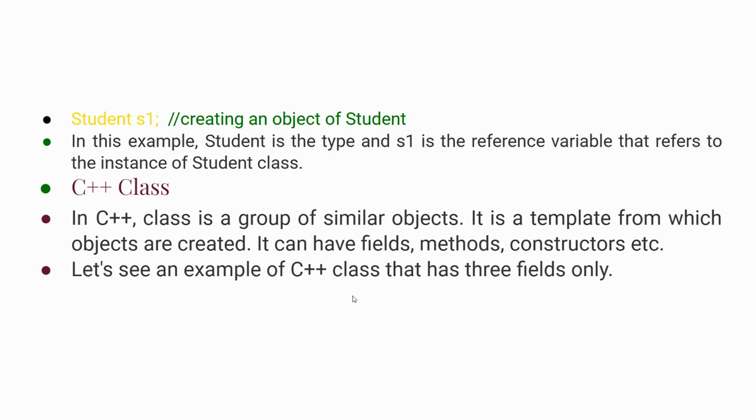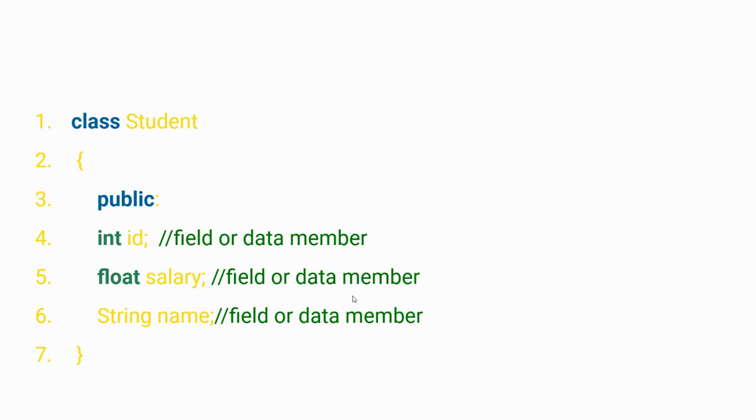C++ class. In C++, a class is a group of similar objects. It is a template from which objects are created. It can have fields, methods, and constructors. Constructors we will learn in the next class. Let's see an example of a C++ class that has three fields only. Class Student.